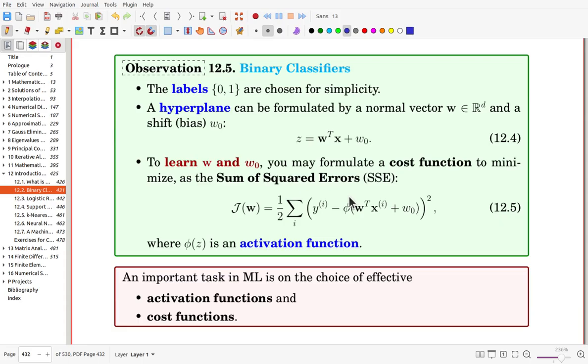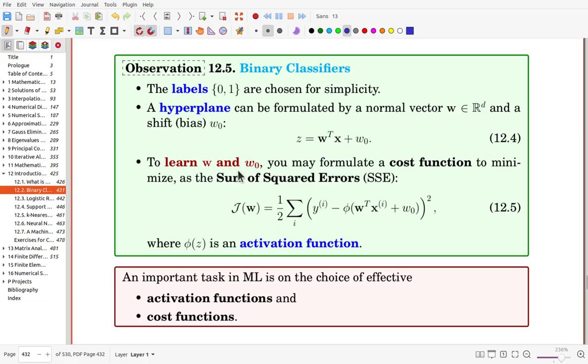Okay, we have an observation. Most of our binary classifiers come along with an objective function. For binary classifiers, the labels 0 or 1 are chosen for simplicity. You can choose -1 and 1 or 0 and 1. Now, a hyperplane can be formulated by the normal vector and a shift, so it will decide the intercept, like this one. For example, if you consider a line in the plane, with two components x1, x2, then w1 x1 plus w2 x2 plus w0 is a line in the plane.